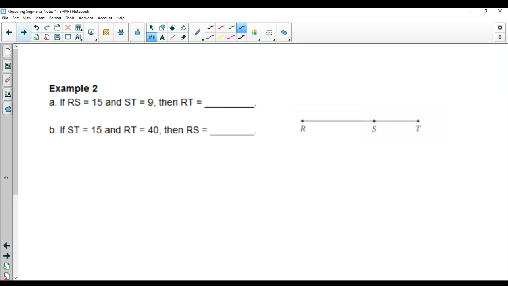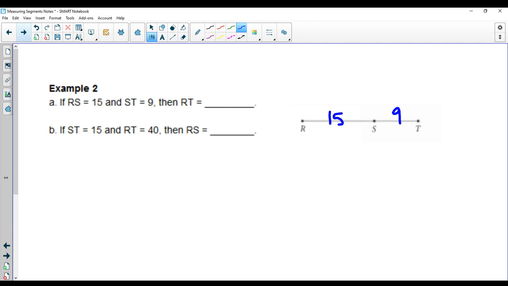If RS equals 15 and ST equals 9, then RT equals what? Notice there are no bars. We're talking about actual lengths again. And I'm going to do something that I highly encourage you to do on these kinds of problems. If they give you a picture and some information, label the picture. It's going to help you solve the problem every time. Make sure you label it correctly. R to S is 15. ST is 9.